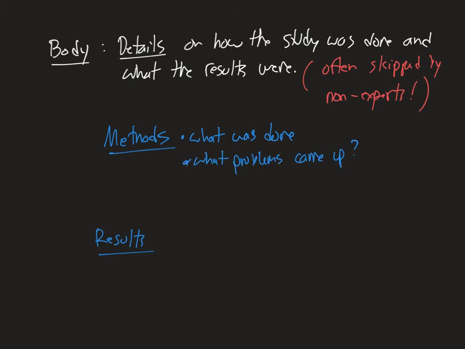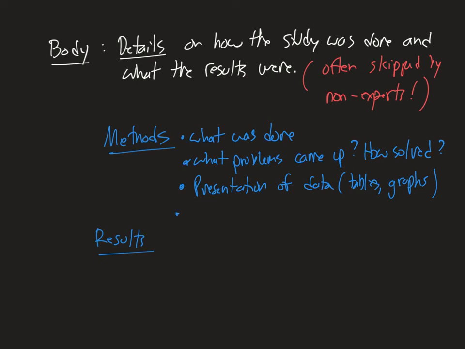You can talk about what problems came up and how you solved those problems. And definitely in this section, you want a presentation of the data that you took. That might take the form of tables or graphs. Sometimes graphs are part of results, sometimes graphs are part of the data itself. That's kind of up to you. But definitely you want to present what you did, the raw data, in the methods section.